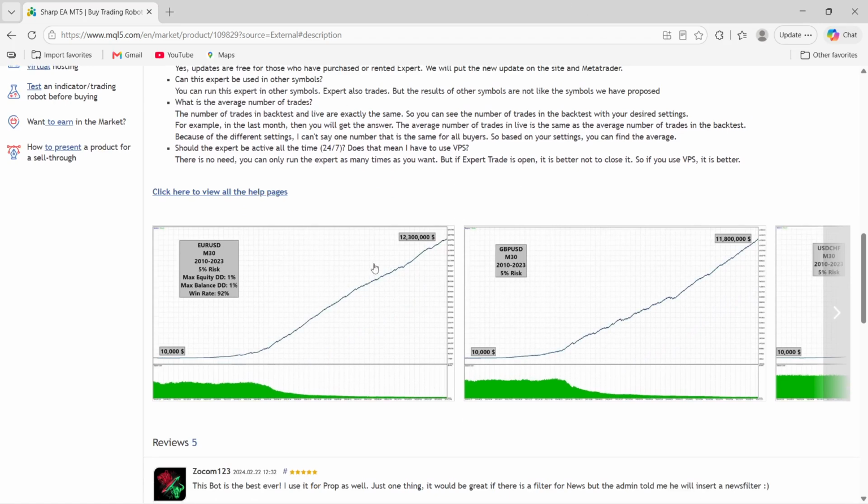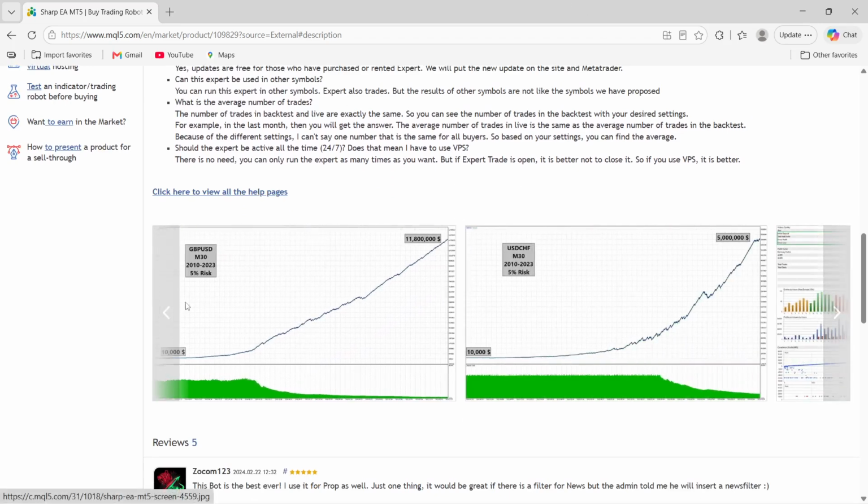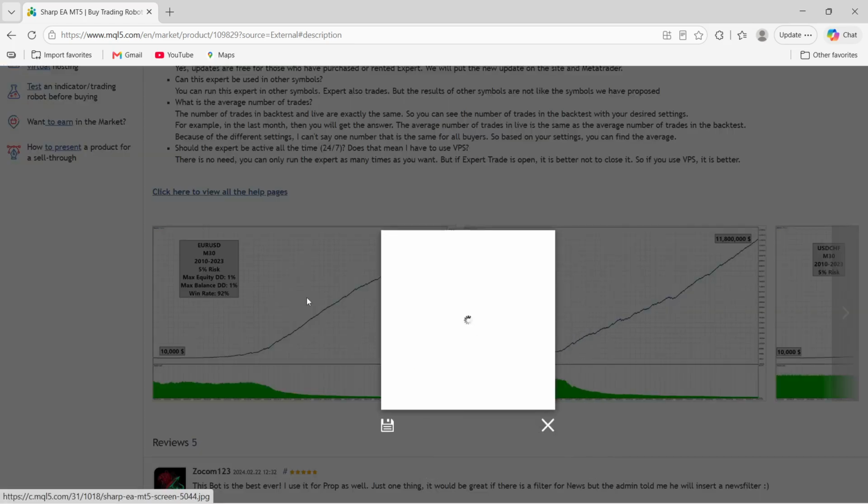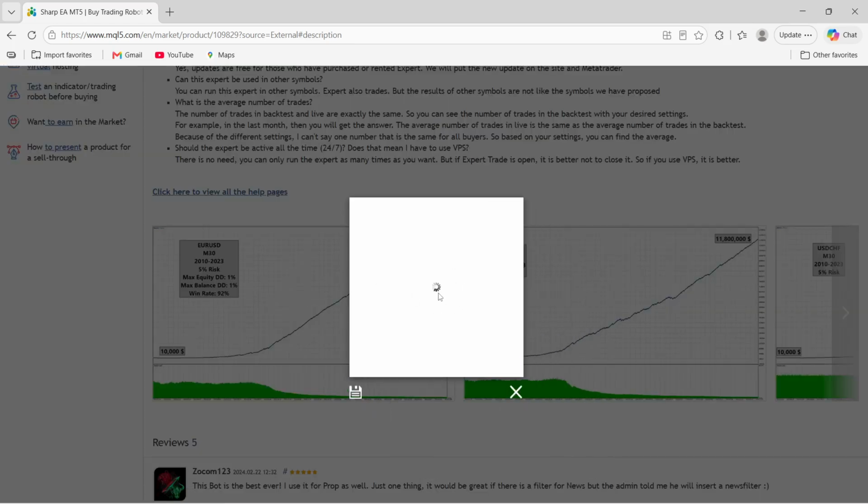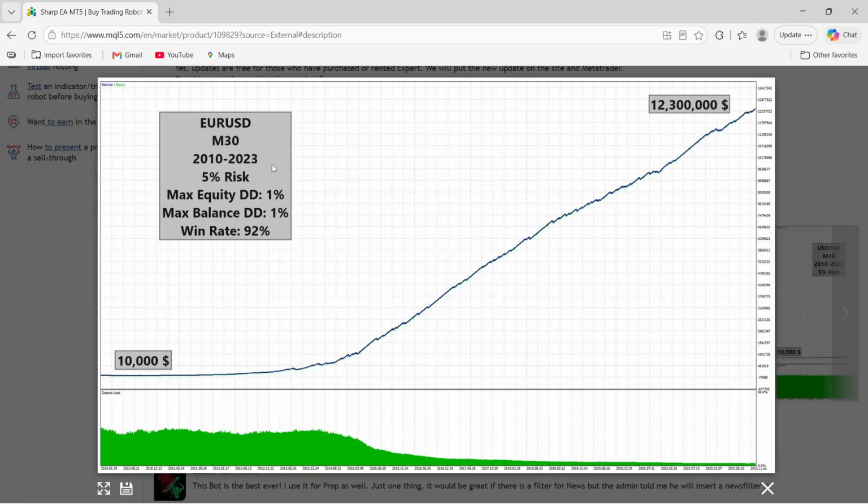So let's take a look at some of the screenshots here on the page from the developer. So you can see the developer's tests over the period in which he tested. Let's take a look at the equity curve. So you can see that in this case, he made use of the EURUSD, the euro dollar, on the 30-minute time frame, and the test period was from 2010 to 2023.